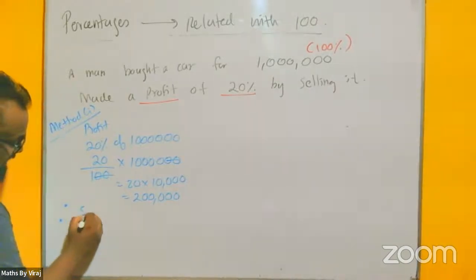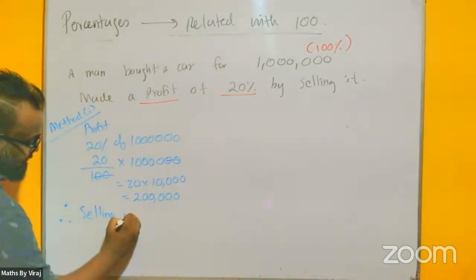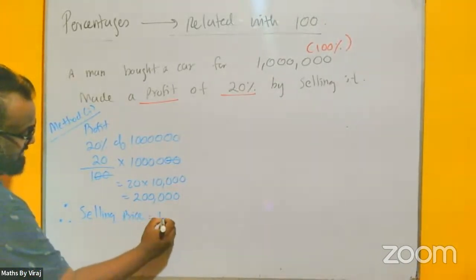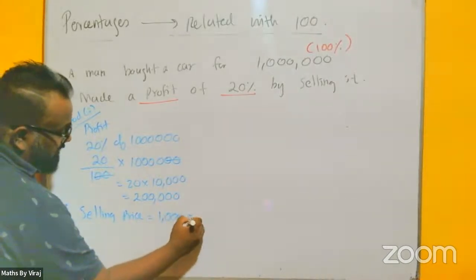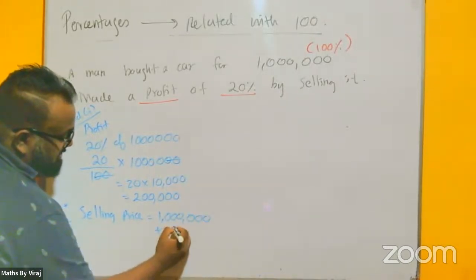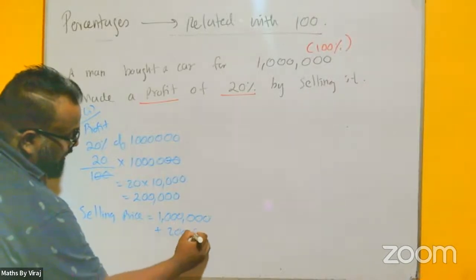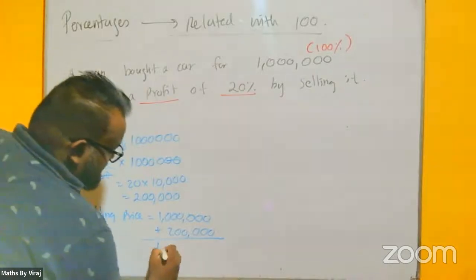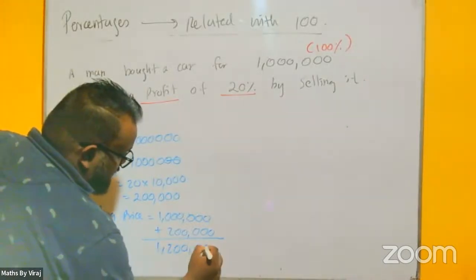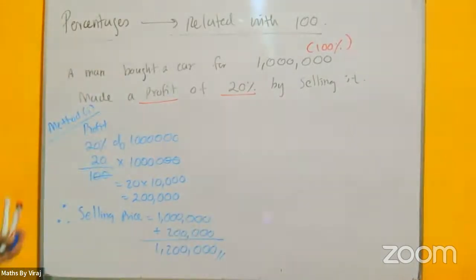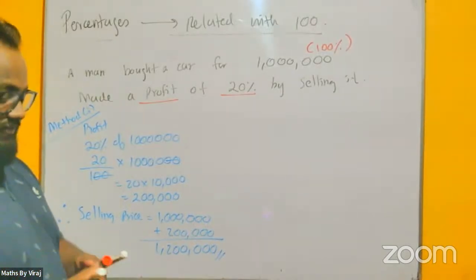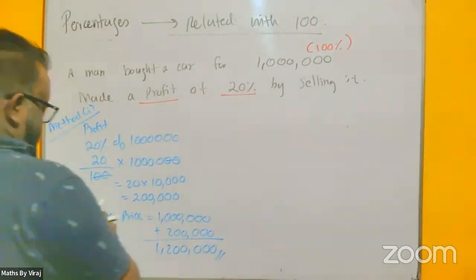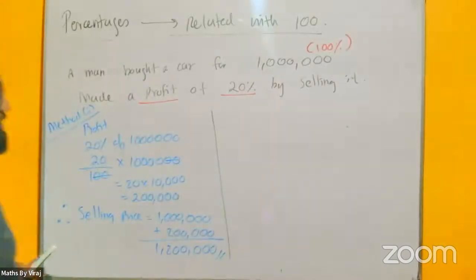Therefore, what is my selling price? Selling price is 1 million plus 200,000. The amount with which I sold this is 1 million and 200,000. That is the price with which I have sold the house. Sorry, car. I have sold the car.